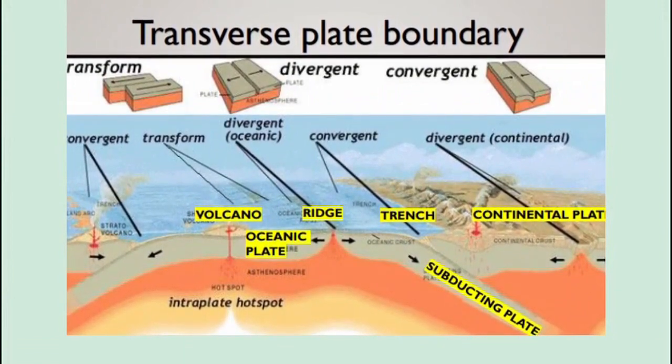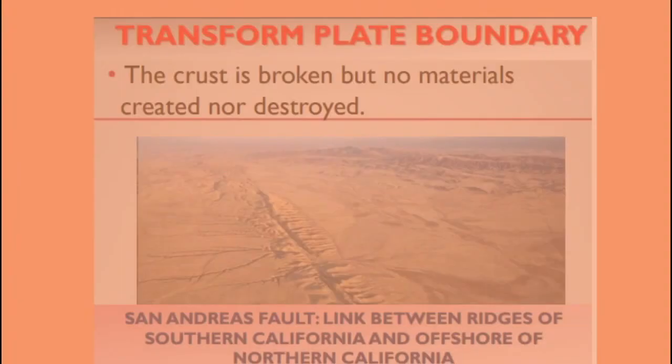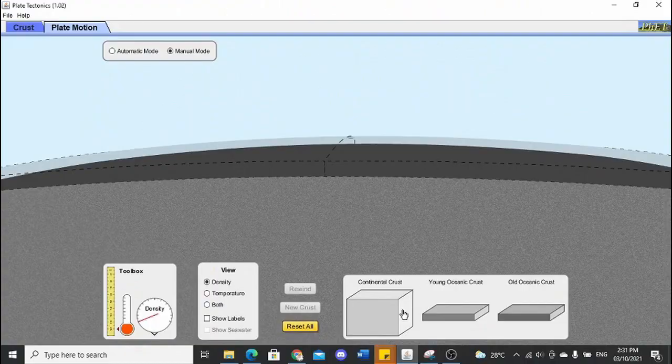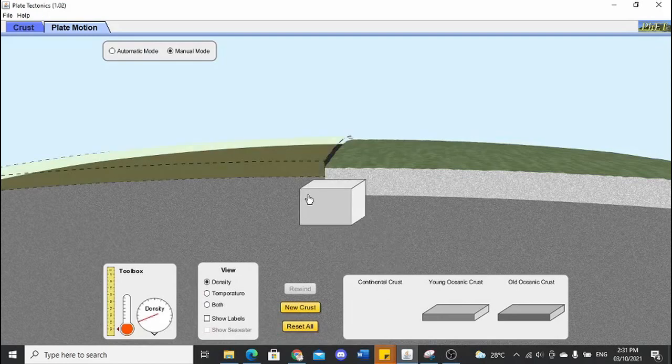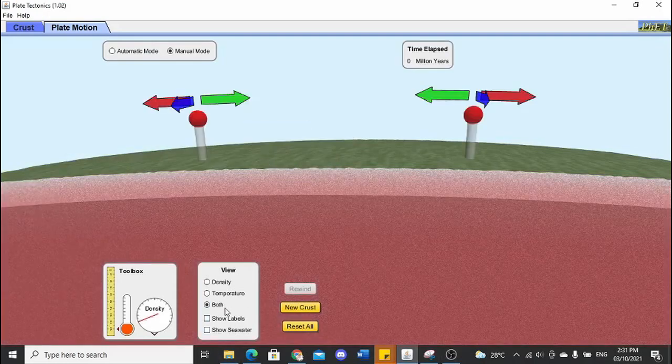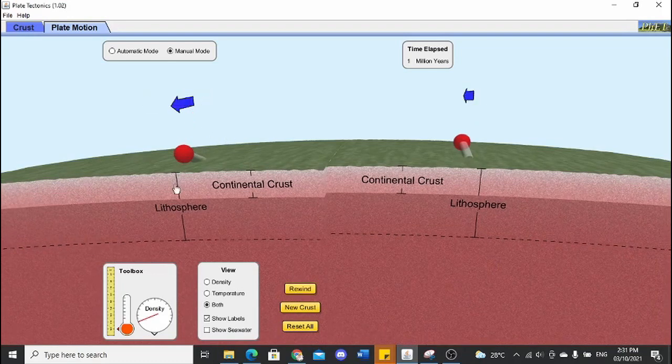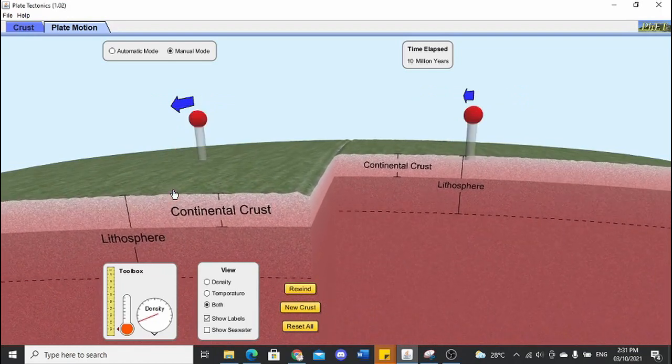Now let's talk about the transform plate boundary. In a transform plate boundary, two plates are moving sideways. The crust is broken, but no materials are created nor destroyed. Now let's put two continental crusts. Let's label them. Okay, so there are two continental crusts. This is the lithosphere and then this is the mantle. Now let's move the navigator like this, sideways. This is what we call a transform plate boundary.